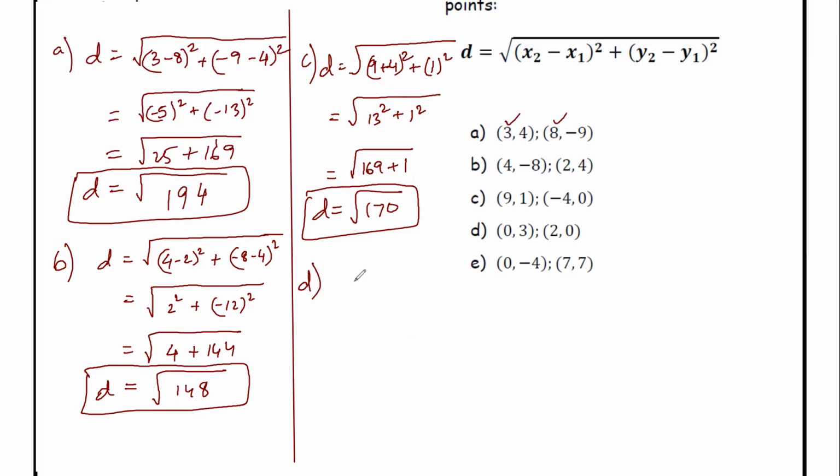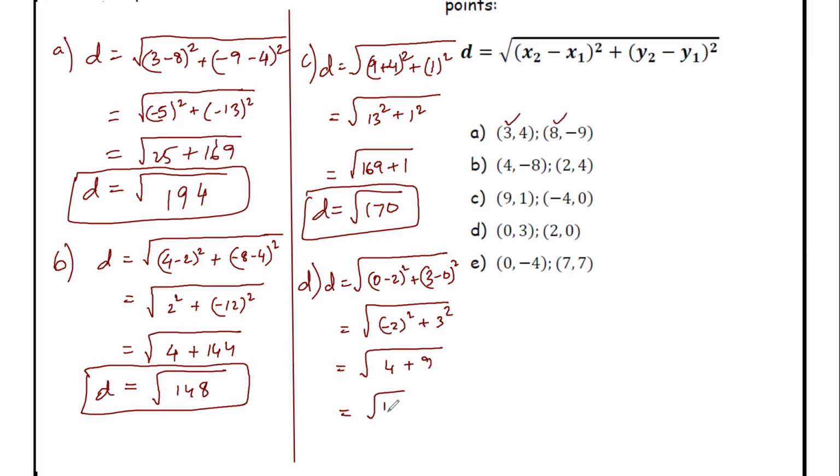D. D is root of 0 minus 2, the whole thing squared, plus 3 minus 0, the whole thing squared. So that's root of 2 square or minus 2 square and plus 3 square. So that's root of 4 plus 9. So that's root of 13. Easy. So root of 13 is somewhere between 3 and 4, as in value between 3 square 9 and 4 square 16. So between 9 and 16, you know the value is going to be 3 point something.